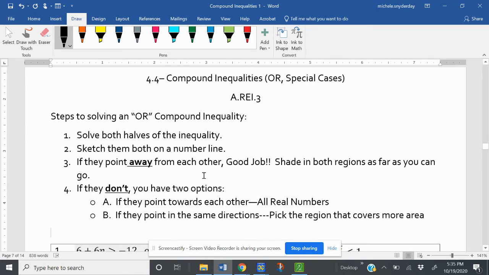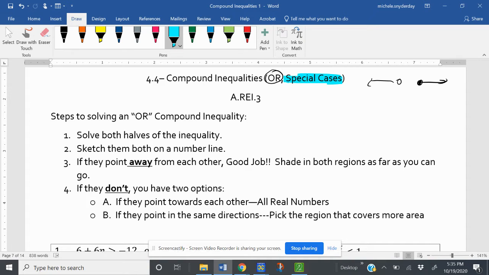All right, 4.4, compound inequalities are ORs again. So our normal ORs are separate and go in opposite directions. But these are special cases. It doesn't mean you won't have normal ones, but we do have some special cases. So we solve both halves as usual. We sketch them both on a number line as usual.